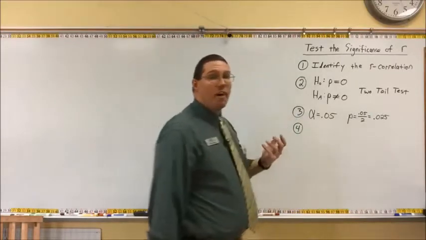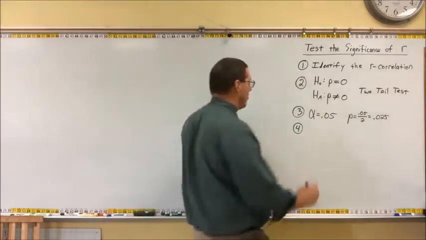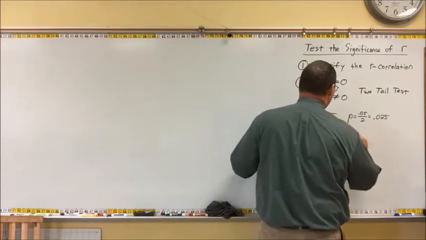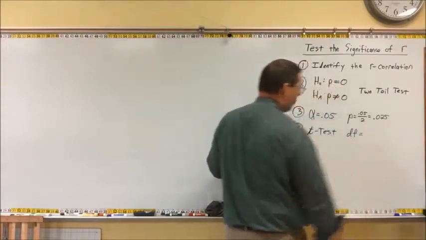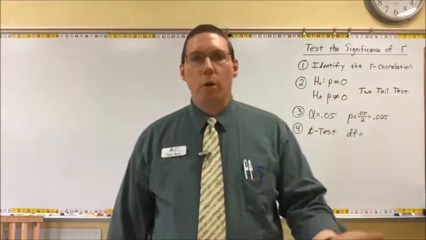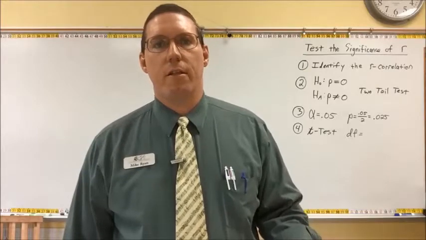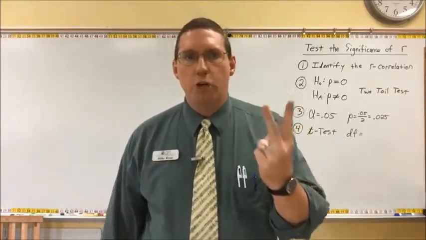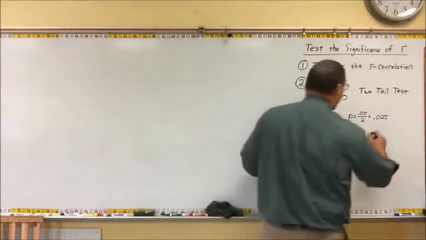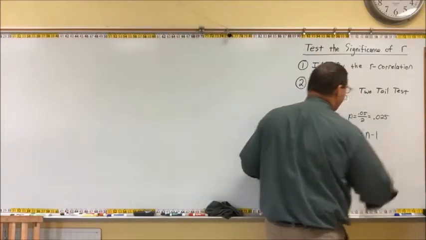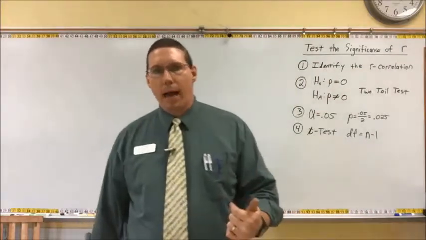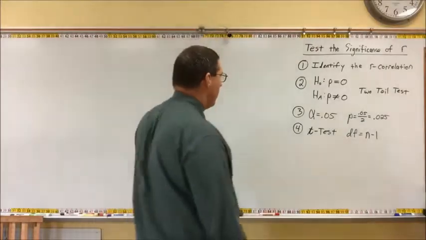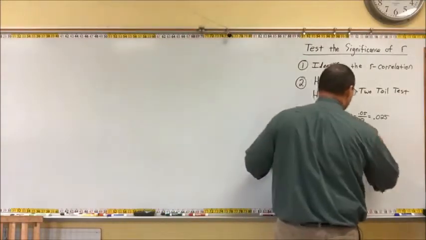Okay? Step 4, we are going to identify the kind of test, and this is a t-test. And when it's a t-test, we also have to identify the degrees of freedom. All right, so in a correlation test, when you're testing the significance of the correlation between two variables, because there are two variables, your degrees of freedom are going to be n minus 2. Because your degrees of freedom are always n minus the number of variables that you're dealing with, two variables. Oops, I just wrote an n minus 1.